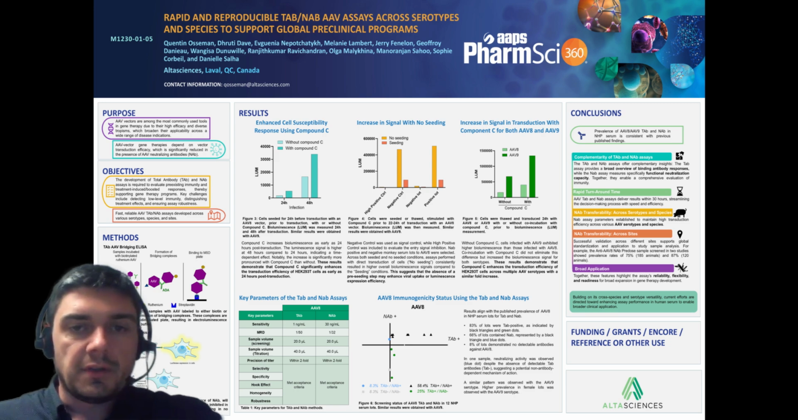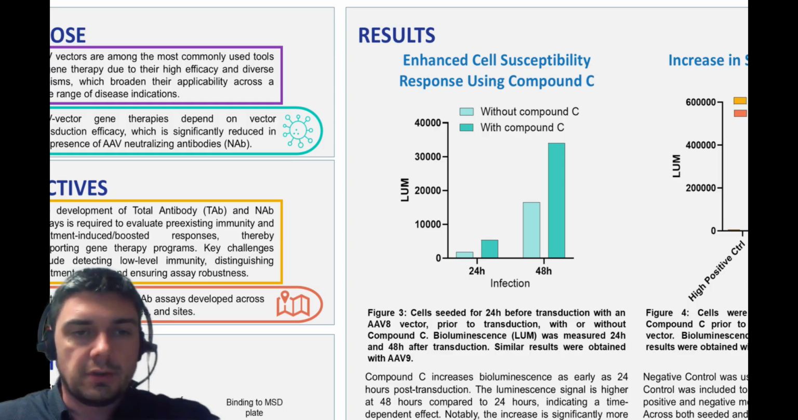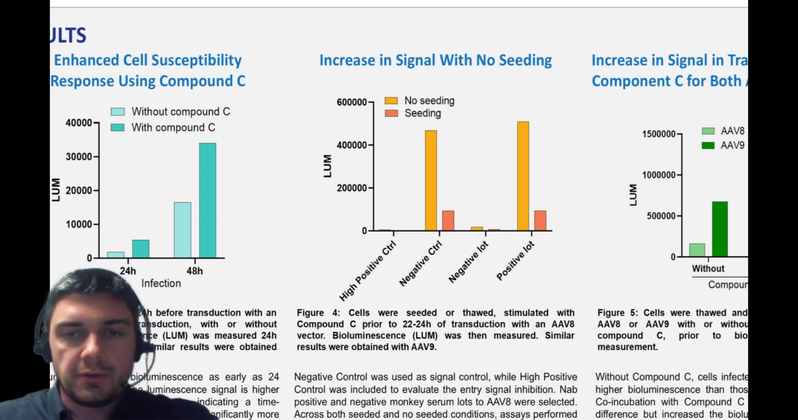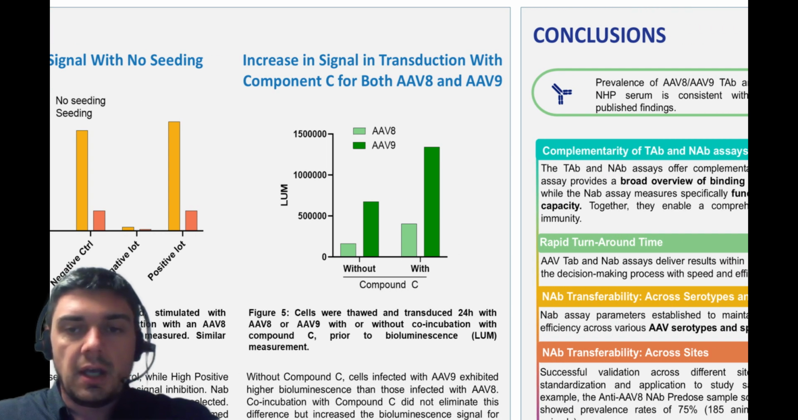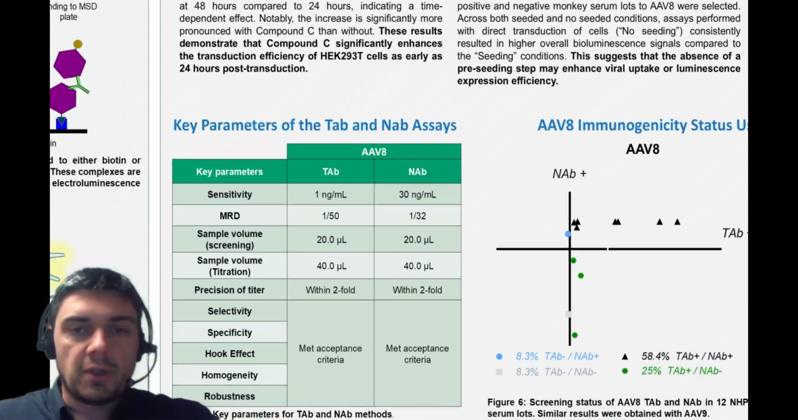The NAB cell-based assay was evaluated with different assay parameters to be standardized. First, results collected showed that compound C significantly enhanced the transduction efficiency of HEK293T cells as early as 24 hours post-transduction. Second, the absence of preceding steps enhanced viral transduction and then luminescence expression. And third, the combination of compound C stimulation and the no-spinning enhanced the transduction efficiency of HEK293T cells using different AAV serotypes. The tables indicate assay parameters for each assay.